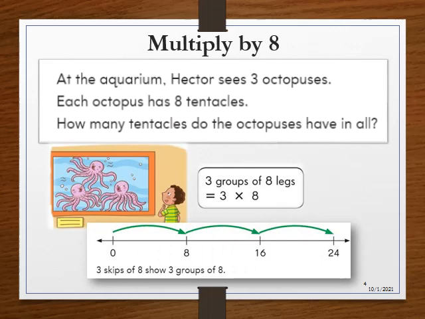Now let's all look at our number line. I'm skipping by 8. So I will skip from the 0 to the 8, from the 8 to the 16, from the 16 to the 24. So I have that 3 groups of 8 is equal to 24.